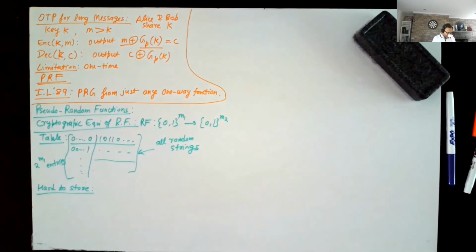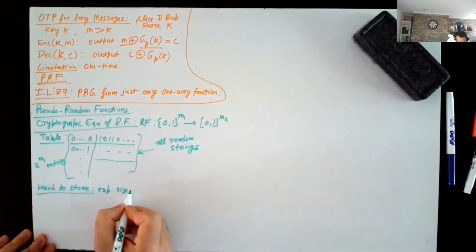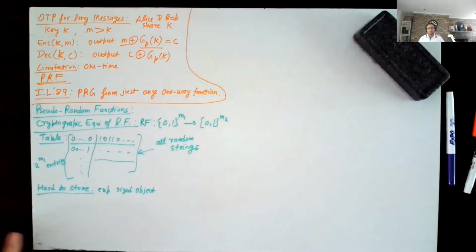So a random function is hard to store. These are exponential-sized objects. But it would be nice if we could construct a function which we can actually store, and the function would behave like a random function. That is exactly what PRFs allow you to do.